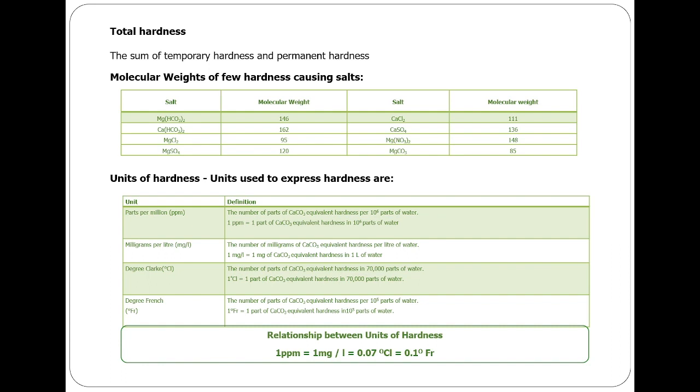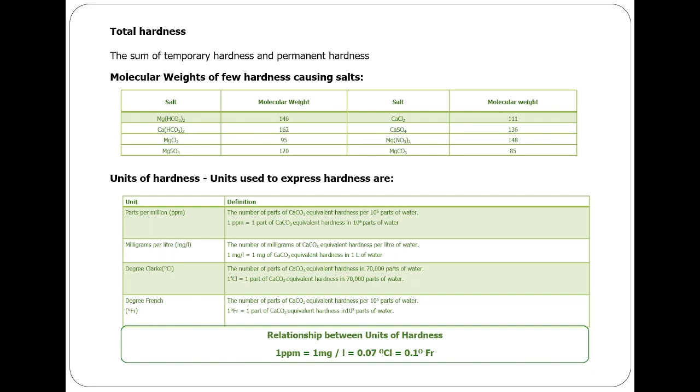Students, please understand, you should know the molecular weight of each and every salt. For example, magnesium bicarbonate has a molecular weight of 146. How will you calculate the molecular weight? By adding the atomic weights. In magnesium bicarbonate, we know the atomic weights of magnesium, hydrogen, carbon, and oxygen; add them all and you get the molecular weight. Calcium bicarbonate is 162, magnesium chloride 95, magnesium sulfate 120, calcium fluoride 111, calcium sulfate 136, magnesium nitrate 148, and magnesium carbonate 85. Next, the units of hardness.